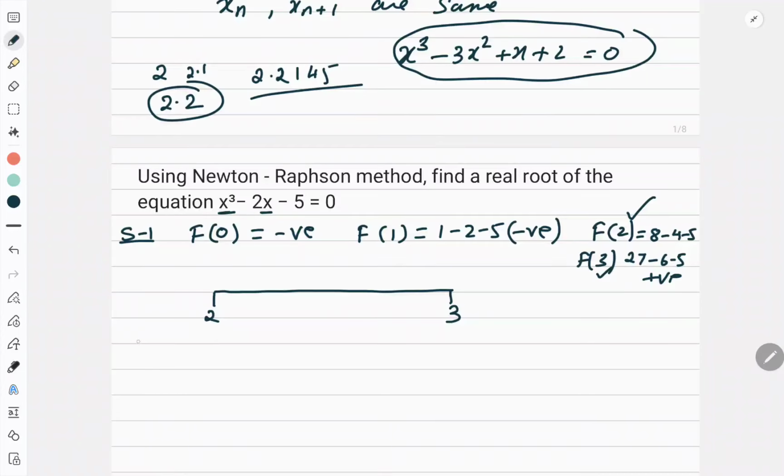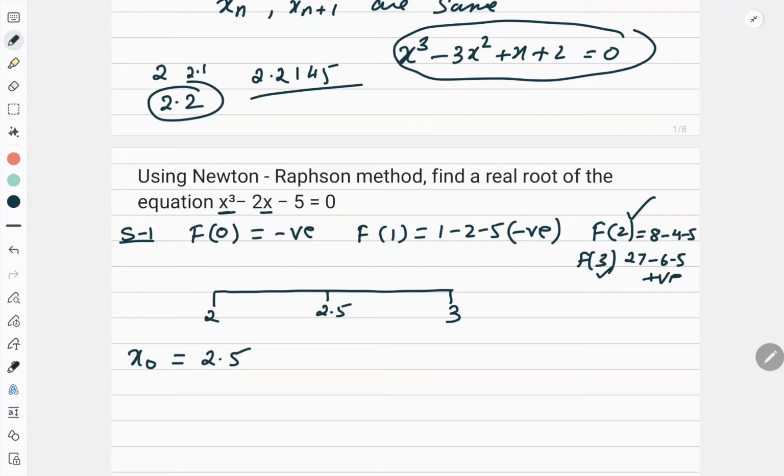Now you have to define your x naught. You can take x naught as 2. You can take x naught as 3. But I don't know where exactly is the root. So I will prefer to take the central path, 2.5. Right? So I will take x naught as 2.5. But all the 3 are correct. You can start from anywhere. Okay? It's your luck where you are and where is the answer.